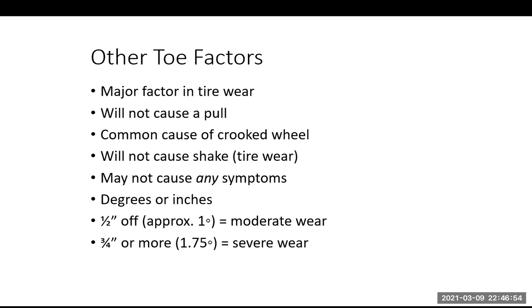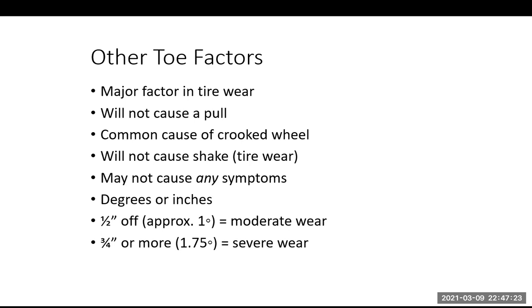If the toe is toed in or out bad enough, it can have a force on the tires that stops any other symptoms from working through the steering wheel to the driver, but it can wear the tires out pretty suddenly. So toe normally doesn't cause pulling because of the way you can steer, and it normally doesn't cause any other symptoms going through to the driver besides a crooked steering wheel.